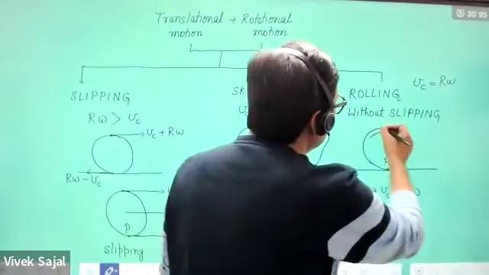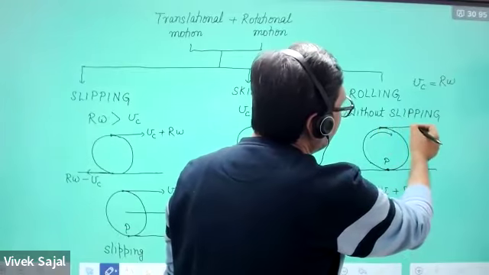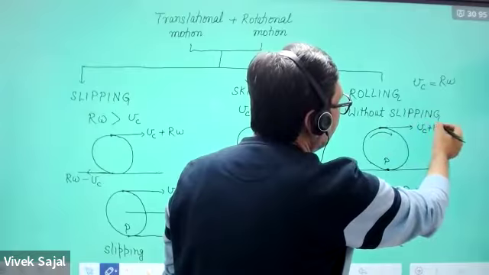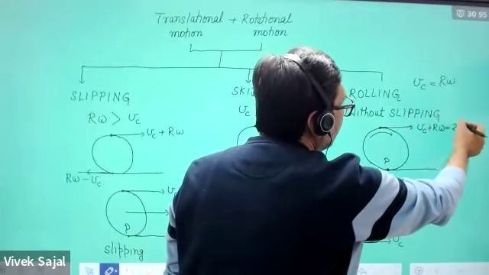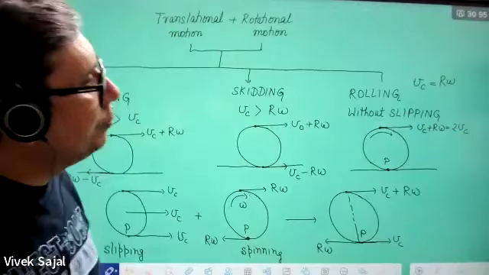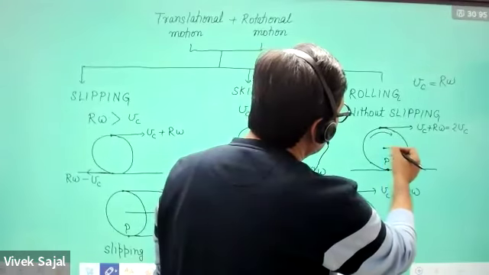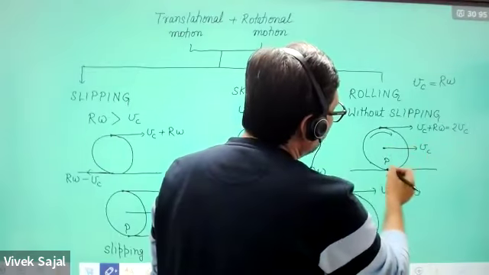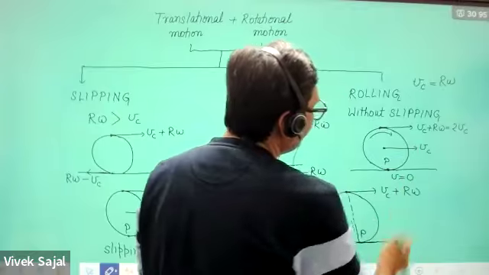So here, this highest point, what will be its velocity? Its velocity will be Vc plus R omega. And you know that R omega is Vc, so this will be 2 times Vc. Highest point speed or velocity will be 2 Vc. Try to understand, for the center of mass, what will be the velocity? This will be Vc. And at the lowest point, velocity will be 0.